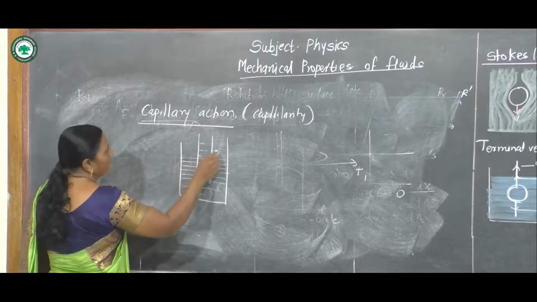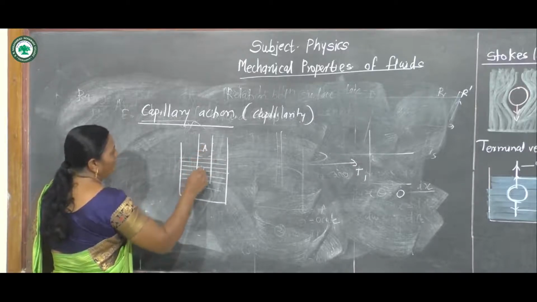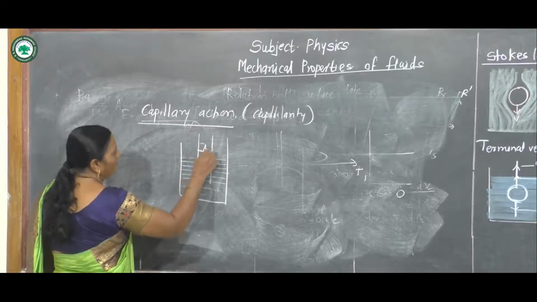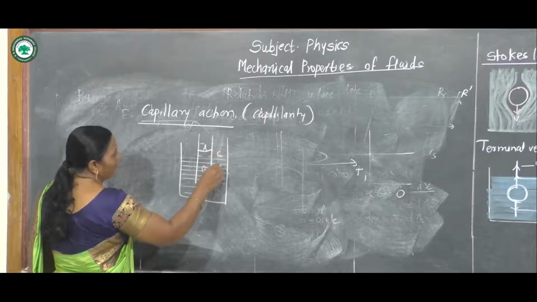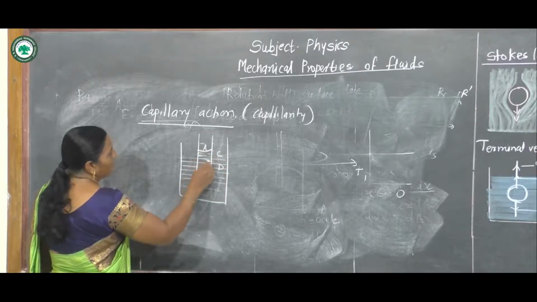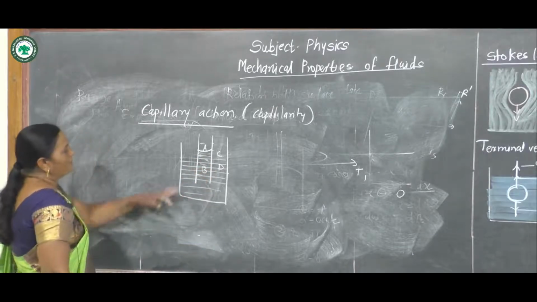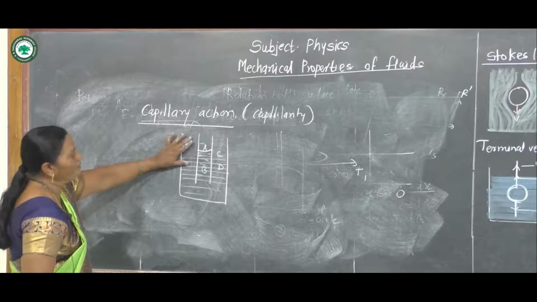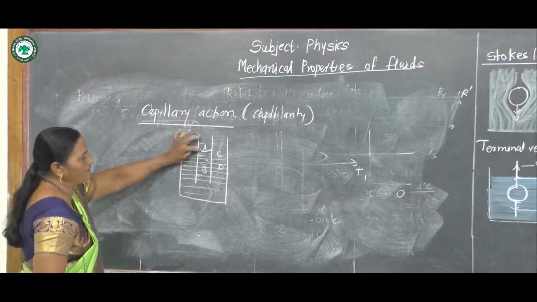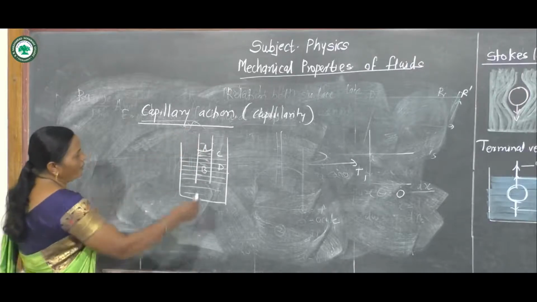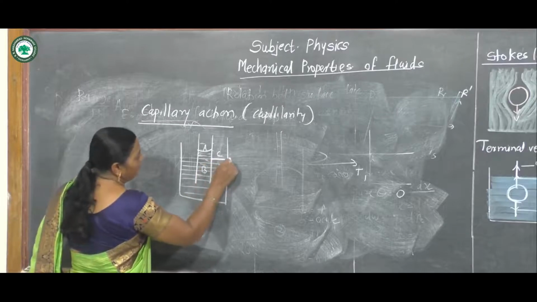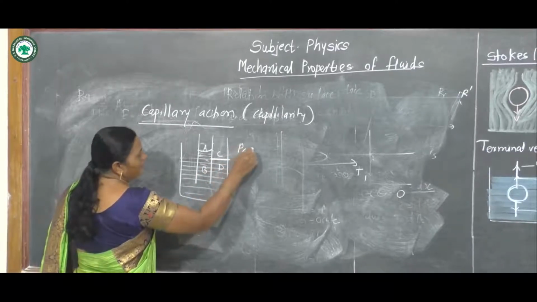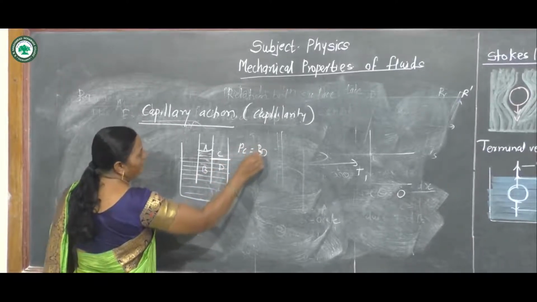Suppose this is point A, this is point B, this is point C, and this is point D. Now suppose we consider a concave surface, that is, the liquid partly or wholly wets the solid, so the upper free surface is concave. Here there is a plane surface, so pressure at C is equal to pressure at D.